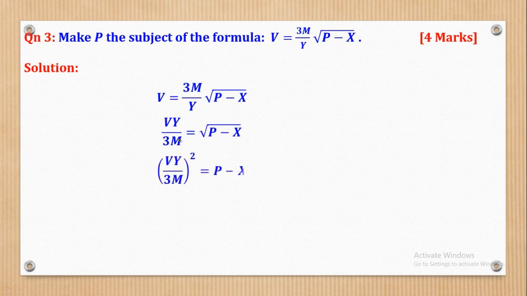The next is to square both sides. Squaring both sides, the whole of this is squared, which is that, and this one, the square root goes away to become p minus x. Then next is to take x this side to come up with this. So this squared v is v squared, this is y squared, and 3 squared is 9, m is m squared. Then this one goes this side to become plus.